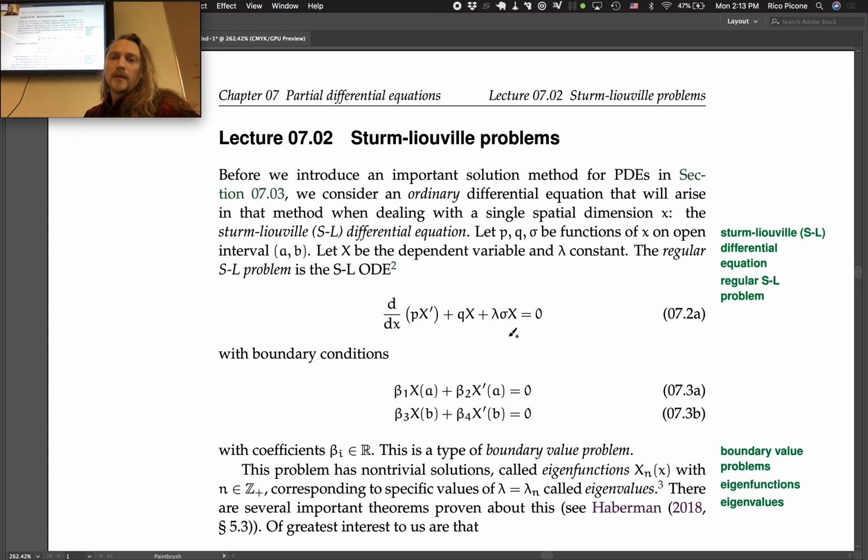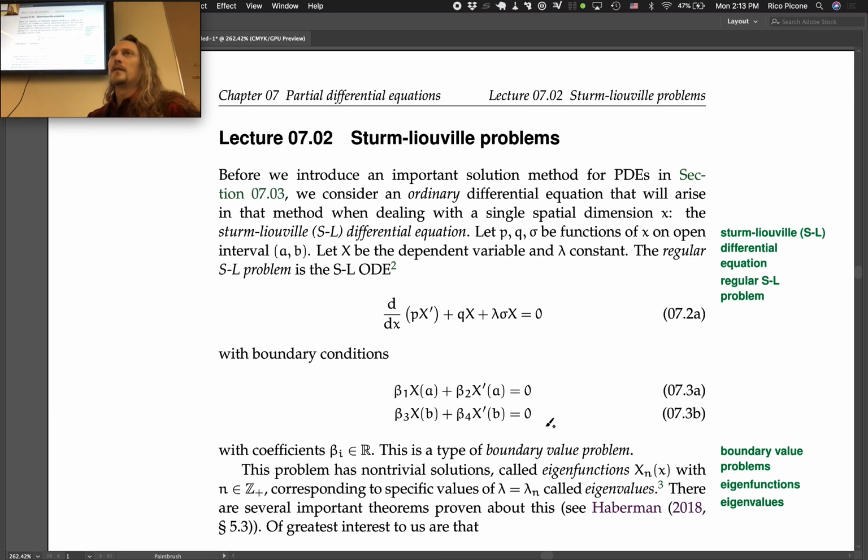So the Sturm-Liouville problem includes, as well as this ODE, these boundary conditions with coefficients beta. So we have X at a and X prime at a in the first equation, and X at b and X prime at b in the second equation. So this is a type of boundary value problem.